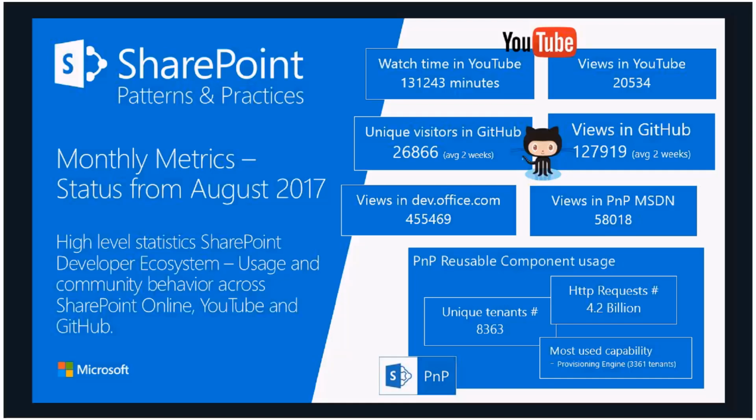We're hitting almost 10,000 tenants in a month using the BMP CSAM extensions or the BMP JavaScript or the BMP PowerShell within SharePoint Online. We don't know about the usage in on-premises because we don't have any way of tracking that. The HTTP requests hit 4.2 million, and the most used capability in the BMP was no doubt, once again, the BMP provisioning engine, whose usage is growing quite significantly.